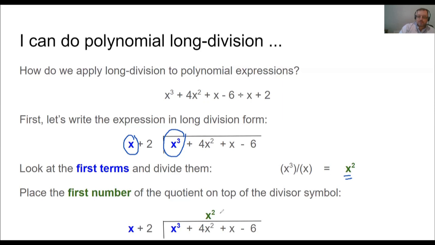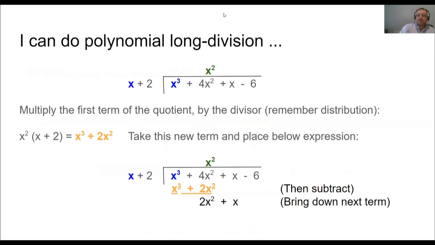Then I take that x squared and I just put it up here, which is what you see right here. So that's all I'm doing, first step, to make it clear here: all I am doing is looking at the first term divided by the first term, and I'm putting that here. Okay? That's all I'm doing. That gets the process started. So, what do I do next? Well, let's take a look.